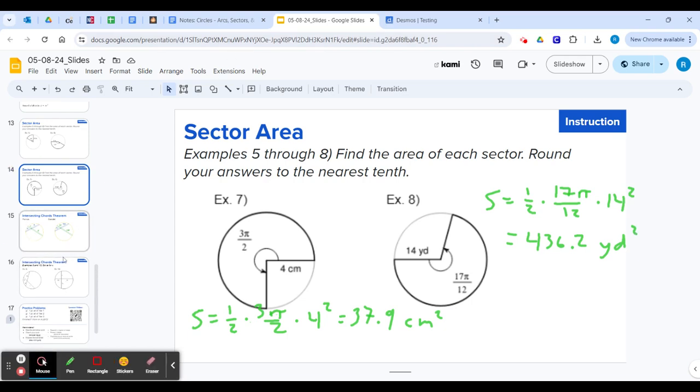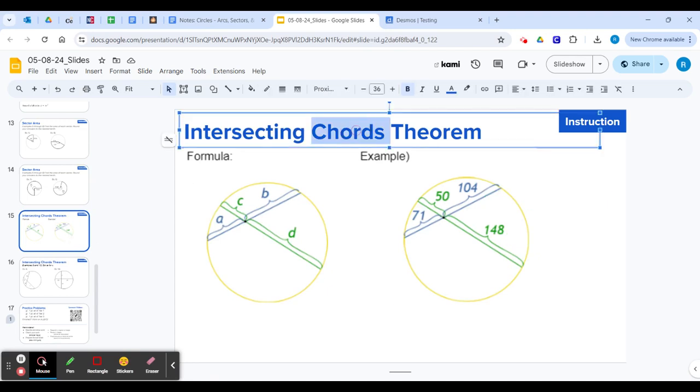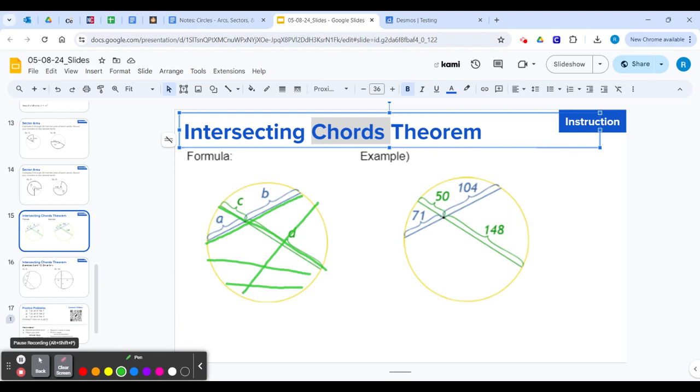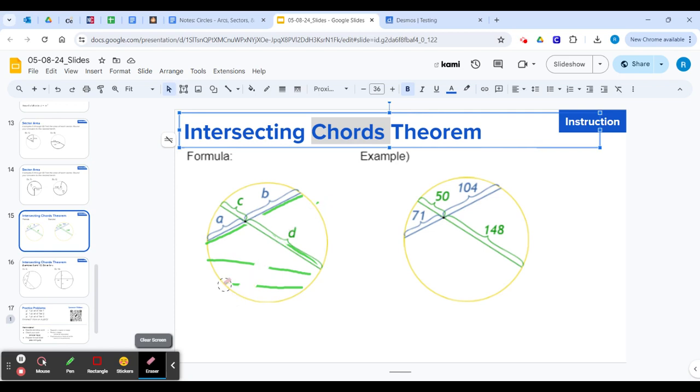Okay, last thing we're going to learn today is dealing with chords. So we talked about chords, we defined it early on. All that is, is a line going across our circle. So this is what a chord is, this is what a chord is. We could draw another chord here, that's a chord, that's a chord, that's a chord. We have a bunch of instances of chords that we can draw. It's basically a line going across our circle. Let me erase all that so we can move on to what we're actually trying to deal with.